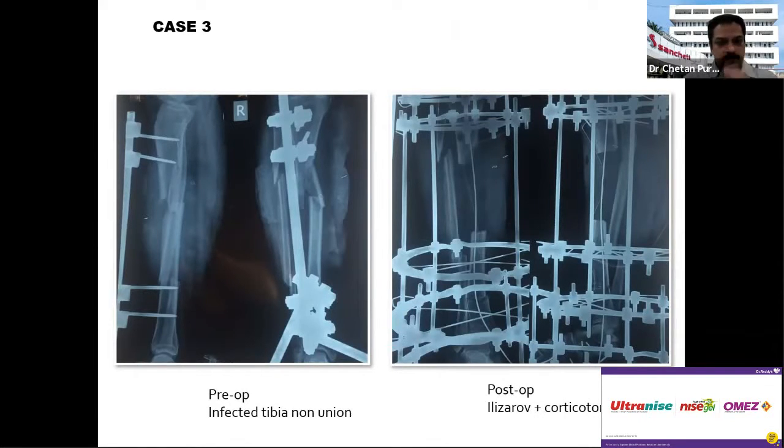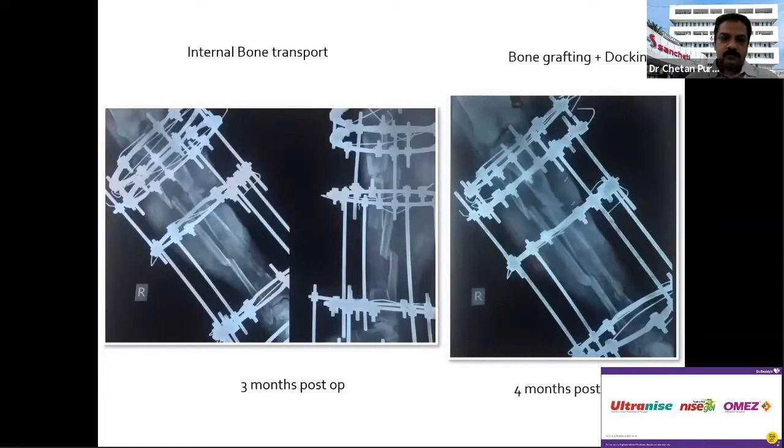So in this case, we have done what is called internal bone transport, where the fibula is left untouched, and we do a distal tibial corticotomy. And I use this technique of passing one Ilizarov wire through the medial malleolus, which goes from the distal to proximal fragment. It just guides the fragment of bone which we are to transport along it so that there are no angular deformities during the bone transport.